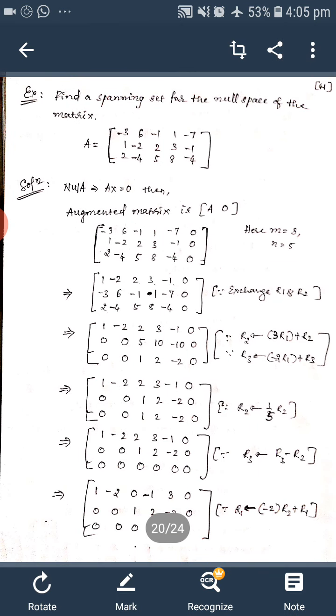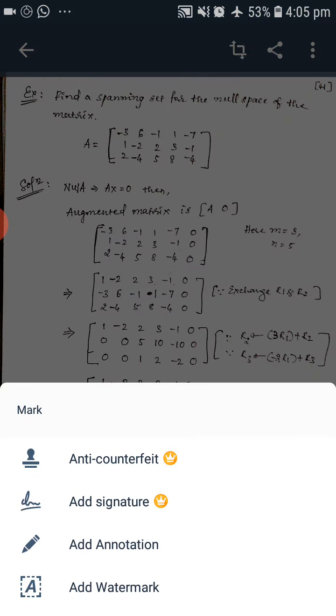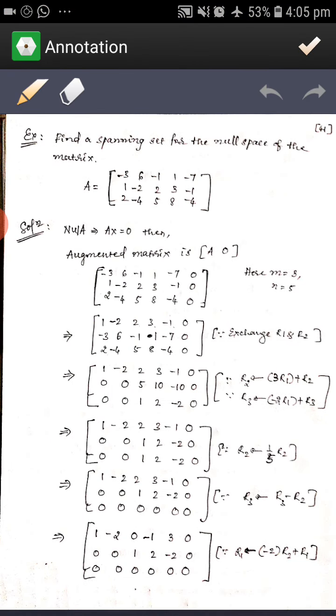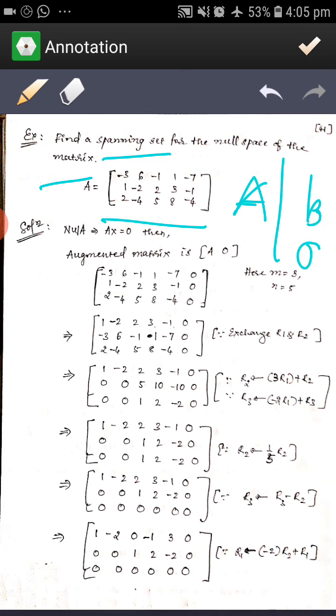The same thing. So here we'll see some more problems: finding a spanning set for the null space of the matrix. So here this is A, and we need to find Ax equal to 0. Usually we write the augmented matrix as A and B, but B here is in the null space, so it will be 0.